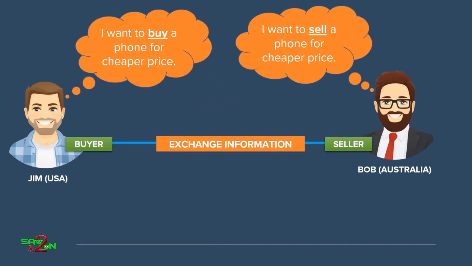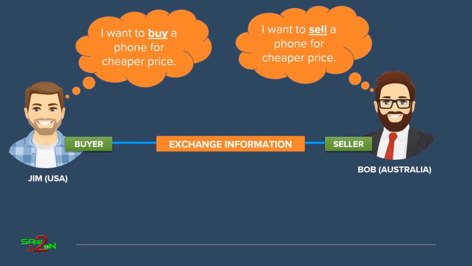Well, we have met these two gentlemen, Jim from USA and Bob in Australia, in the web basics section. If you haven't covered that web basics section and jumped directly to HTML section, then what we covered in that web basics, we talked about Jim staying in USA and he's a buyer and is thinking to buy a phone for a cheaper price. Bob in Australia, he wants to sell a phone for a cheaper price, right?